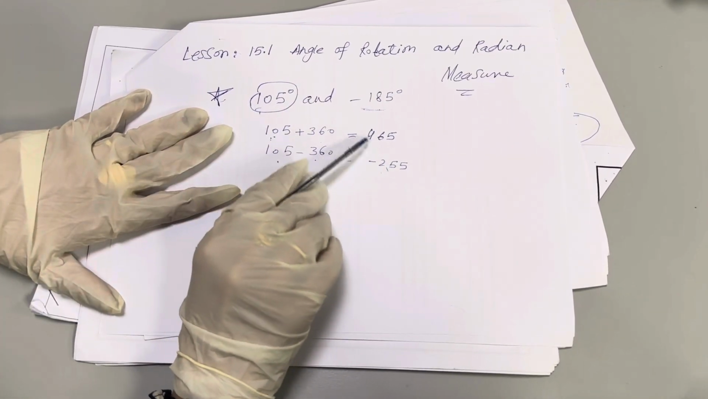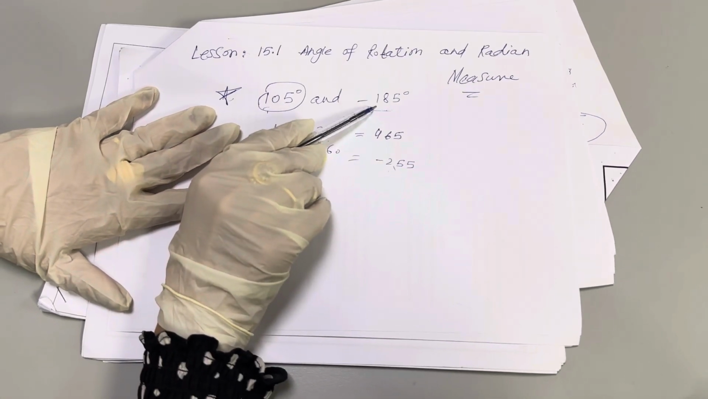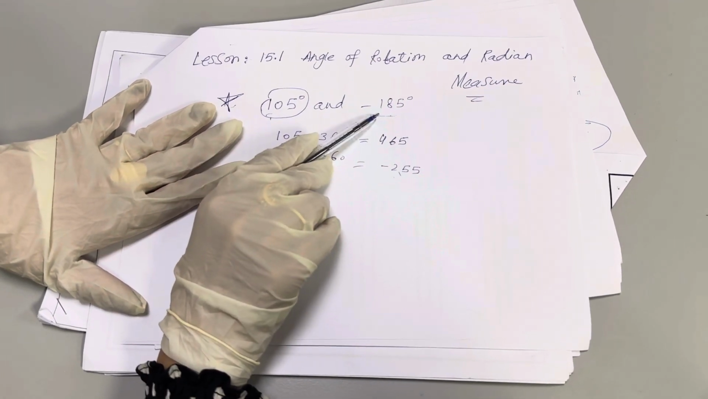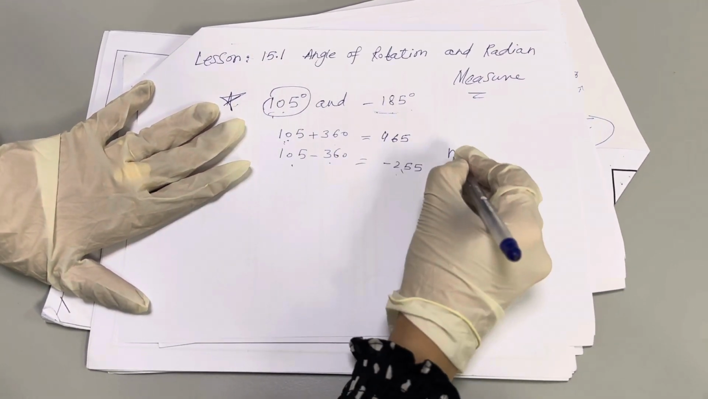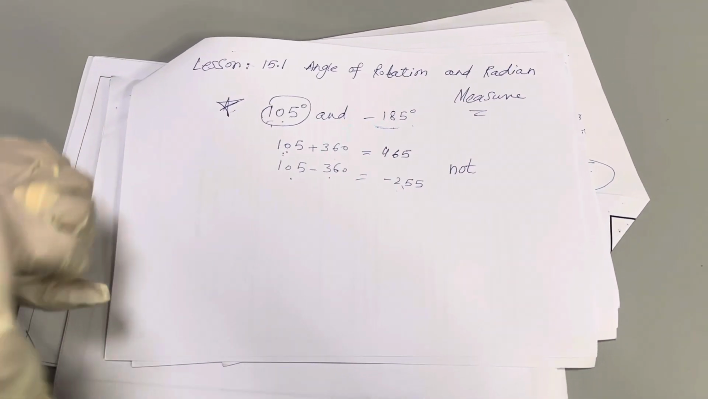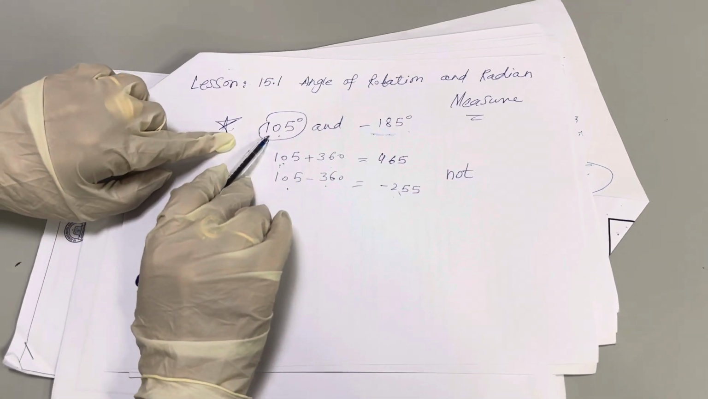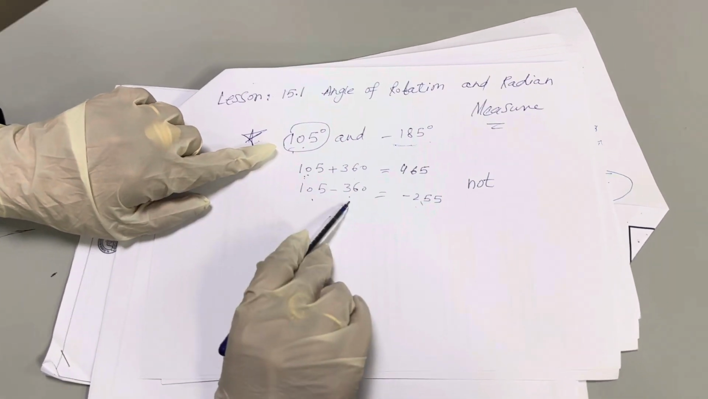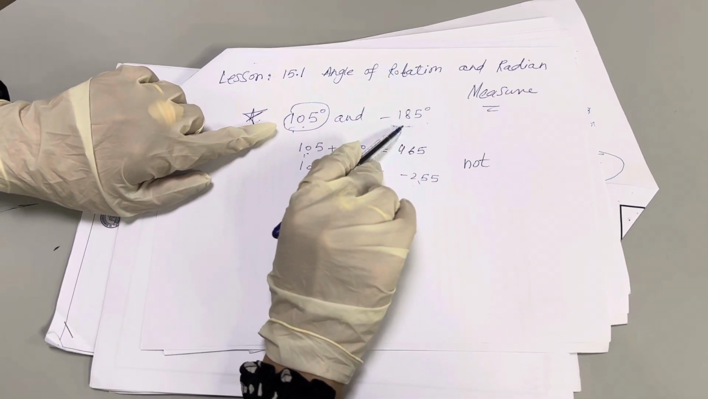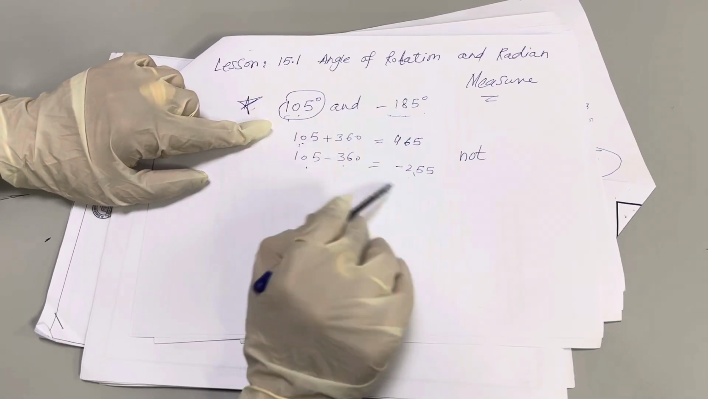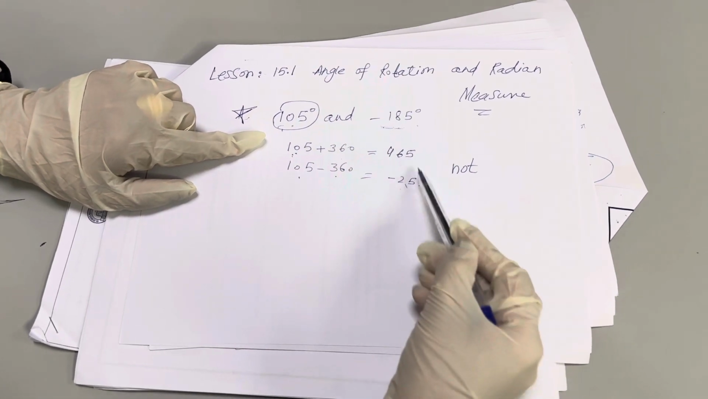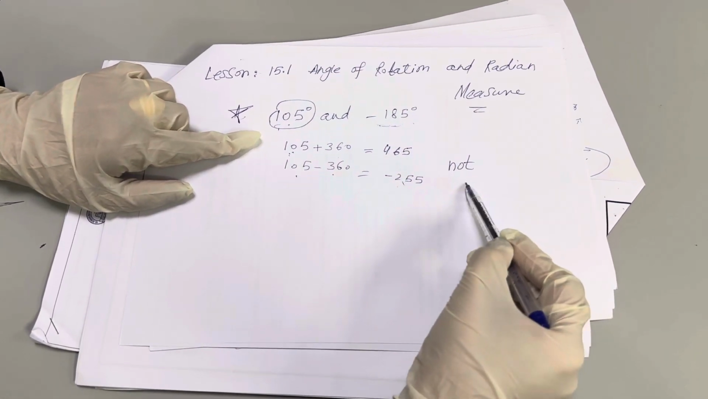But you can see here our both answers are different from the angle which I did not choose, right? So it means these two angles are not coterminal angles. How can I check that two angles are coterminal? We will select any one angle from the given two angles, and you will do plus 360 and minus 360, and then you will compare your answers with the second angle. If any one answer from these two is the same as your second angle, then it means they are coterminal. But here both my answers are different from this. It means they are not coterminal.